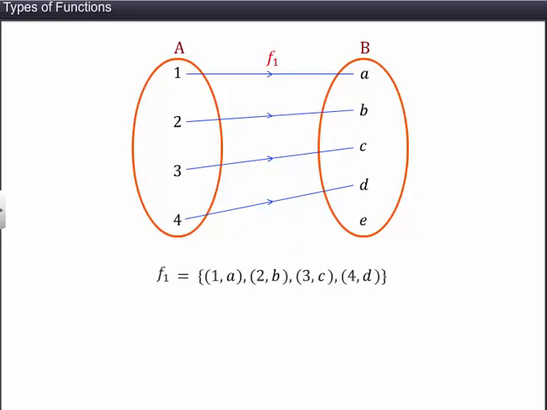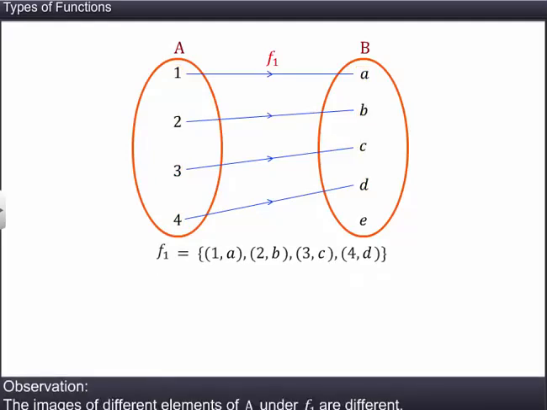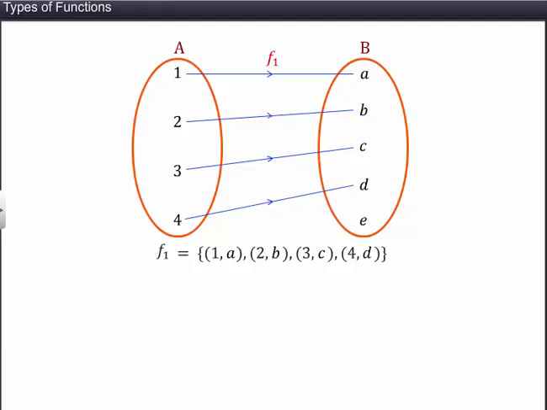Observe that different elements of set A have correspondence with different elements of set B. That means the images of different elements of set A under f1 are different. We can also say that no 2 ordered pairs have the same second coordinates.